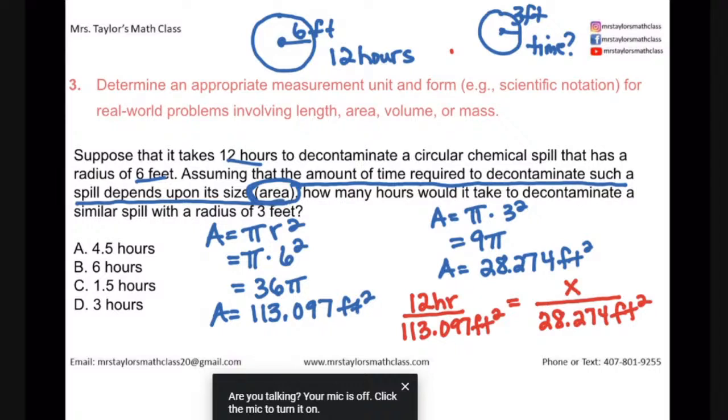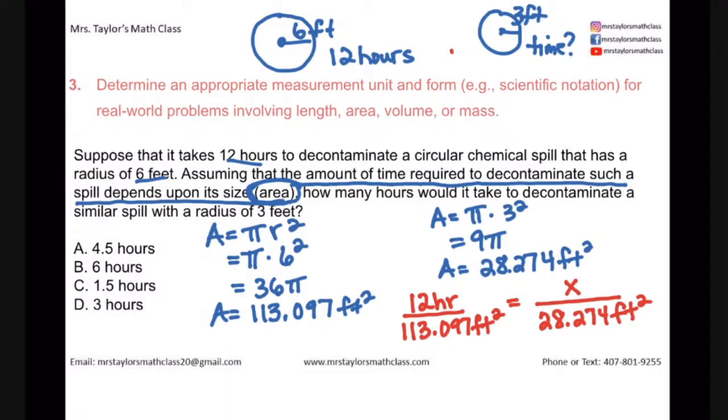Now, if you haven't noticed by now, in Competency 2, first off, there are a lot of word problems. Second of all, you're going to be doing a lot of proportion setup. Okay? So let's cross multiply. And then we're going to divide by 113.097. And say we get about 3 hours.